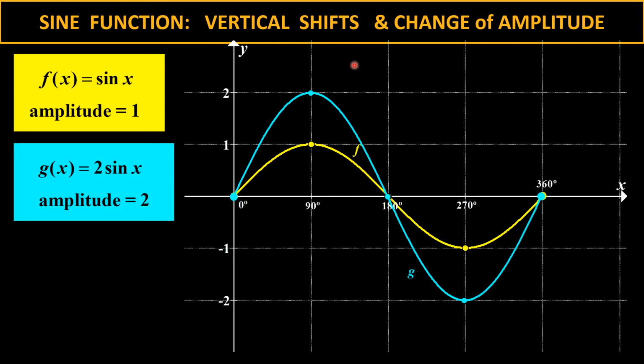As you can see, the amplitude now is 2, right? So if I have 2 sine x, I have a change in the amplitude. The amplitude is 2, so each value there is multiplied by 2.